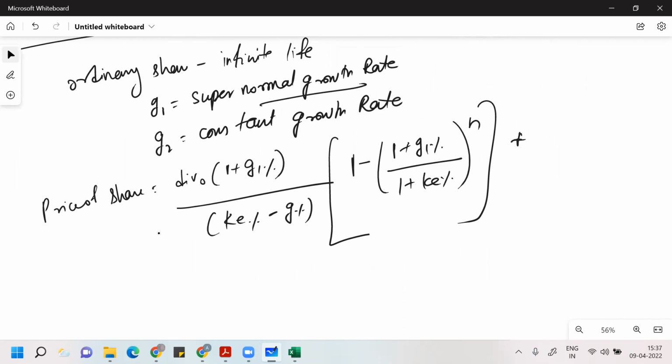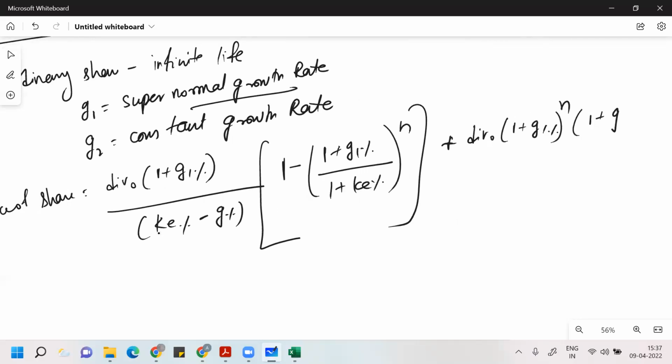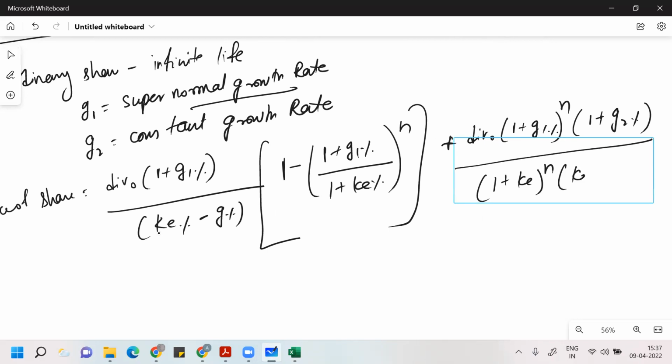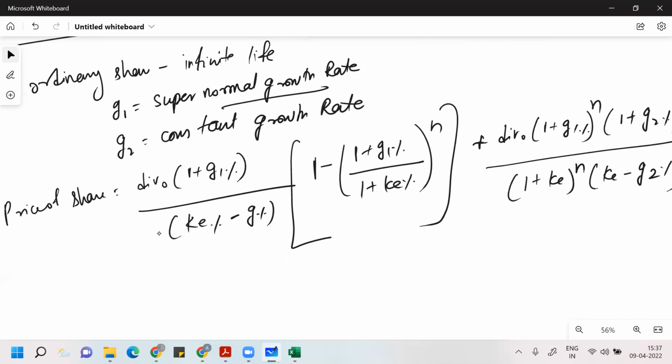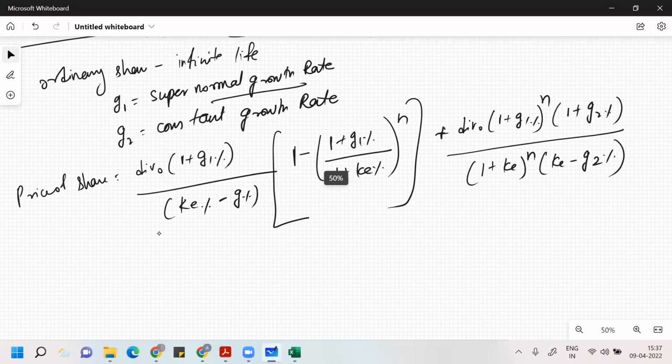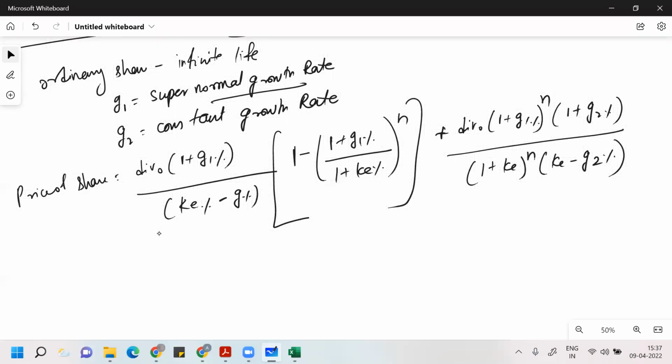this is for the supernormal growth rate, plus the normal, constant growth rate: DIV naught, (1 plus G1) to the power n, where n is the year till which the firm was having supernormal growth rate, into (1 plus G2), the constant growth rate, divided by (1 plus cost of equity) to the power n into (KE minus G2). These all are constant growth rate. So this is the direct formula. By using this formula, you can find the price of share if the firm is growing at supernormal growth rate, or following the two-stage growth rate model.